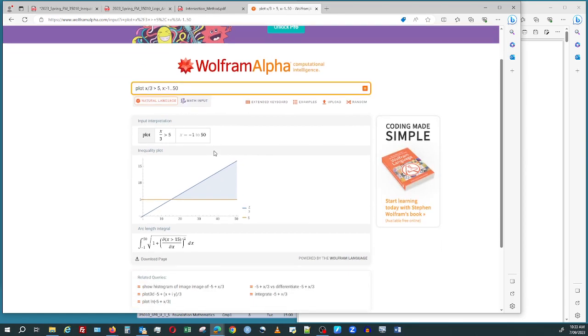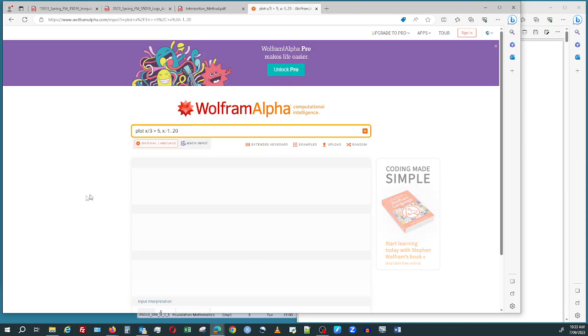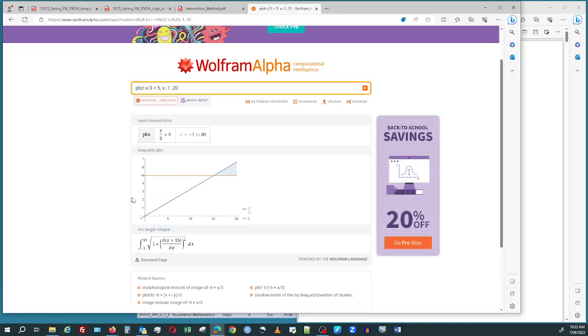Okay. So we can clearly see, so we can pull this back to 20. So that's what happens when you're rushing around, isn't it? Using technology to assist you. So everything greater than 5. So all of that shaded area that goes on to infinity, greater than 5.